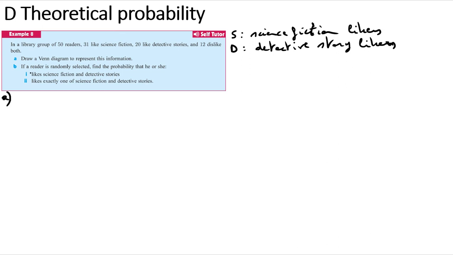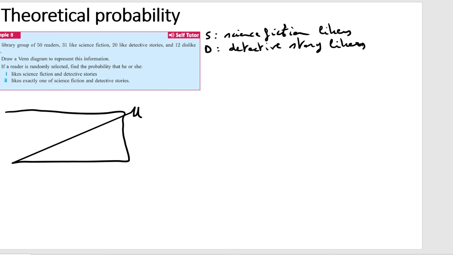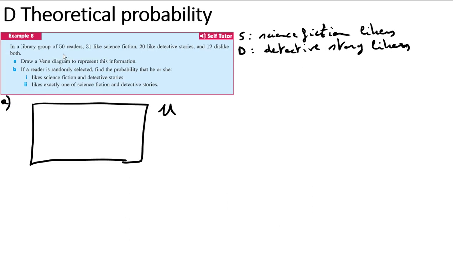We have to draw a Venn diagram, so we first make a box with all possible outcomes, all the outcomes in the sample space, and that's equal to the 50 readers here. That is the number of outcomes in the sample space. Inside this sample space, we have the science fiction likers. We also have the detective story likers, and we have some people who like both.